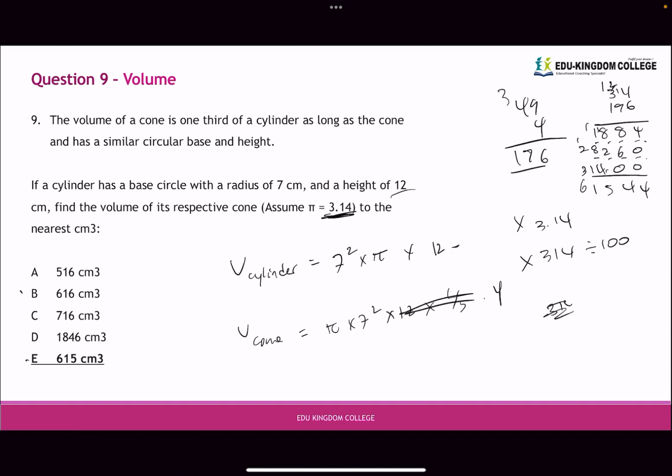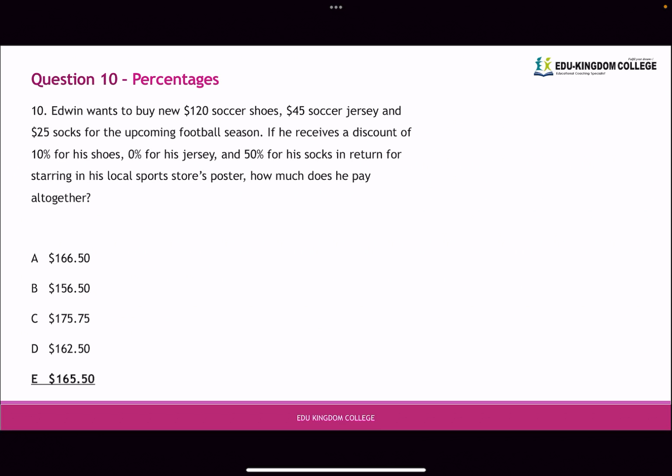So divide this by 100. You should get 615.44, which is closest to 615. So that one was a bit of a pain with the long multiplication, but hopefully that's all that was hard. The actual concept should have been quite easy.